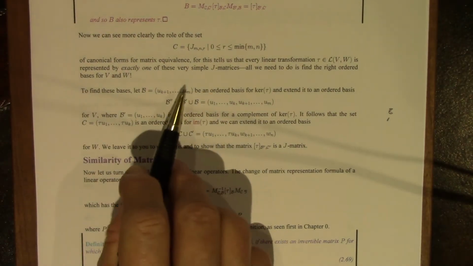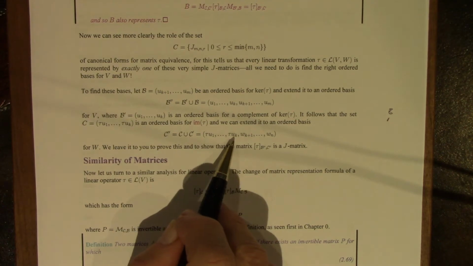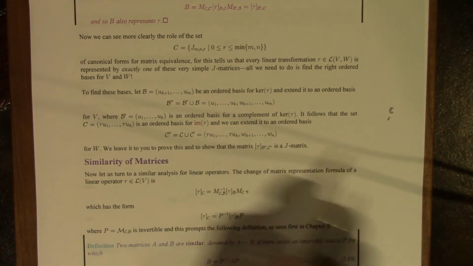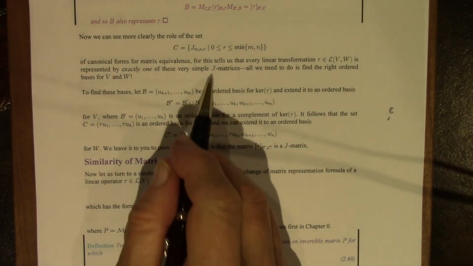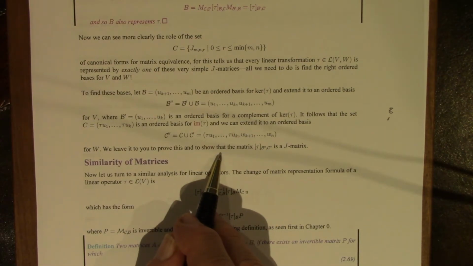I'm not suggesting that this is the most practical approach. From a practical point of view, if all you're interested in is the J matrix, it's simpler to do what I mentioned before, and that is to just find any matrix representation for tau, find its rank, and that will give you the J matrix. But if you want to know the two ordered bases that produce the J matrix, then this is what you might go through.